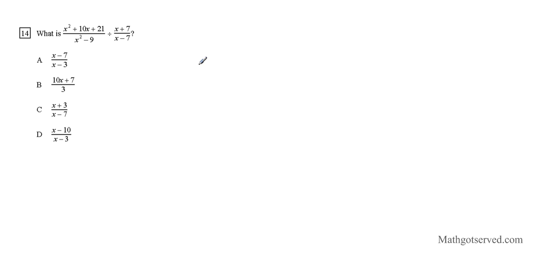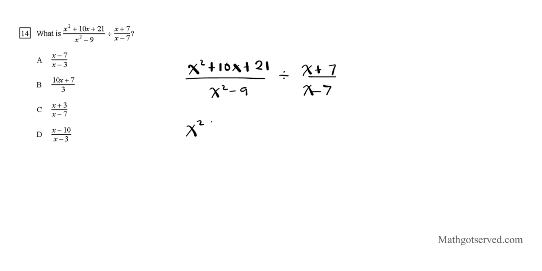Take a look at this one. We're supposed to divide here. So we have x squared plus 10x plus 21 over x squared minus 9 divided by x plus 7 over x minus 7. Anytime you're dividing, you multiply by the reciprocal. So we have x squared plus 10x plus 21 over x squared minus 9 times, you reciprocate this, x minus 7 over x plus 7.